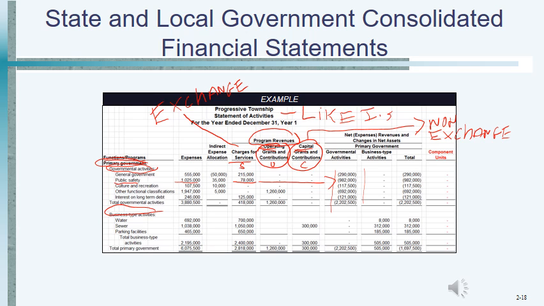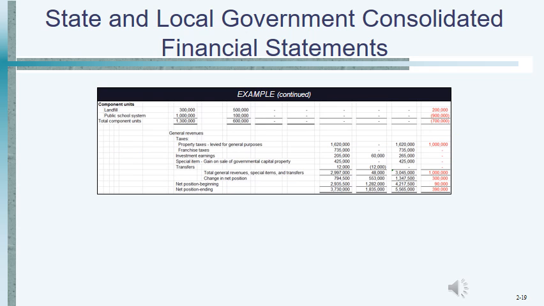But as you go over and take a look at the next slide, notice that at the bottom of our statement of activities, which is like our income statement, we have our general revenue, which are mostly taxes down here. And these taxes do what? They help to pay for the programs. And so when you look, all of these taxes came in that helped pay for all those programs that were showing net expenses up there.